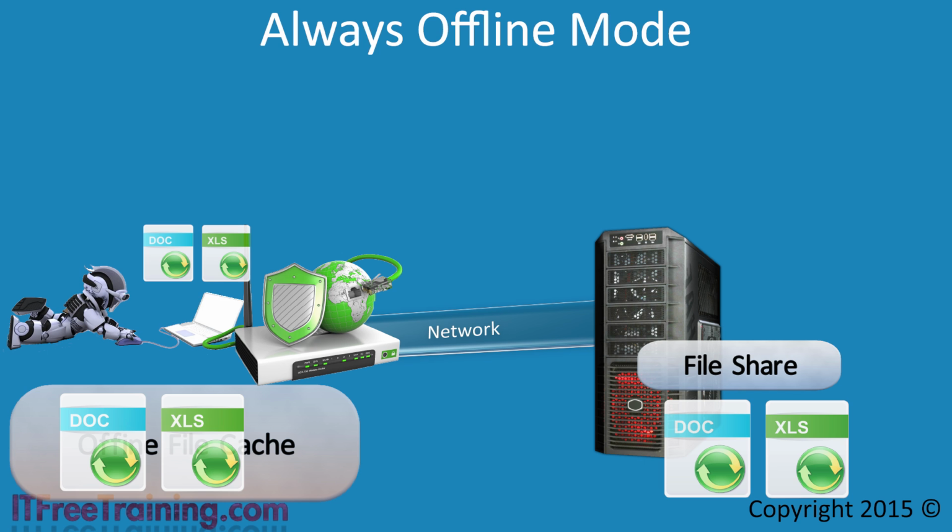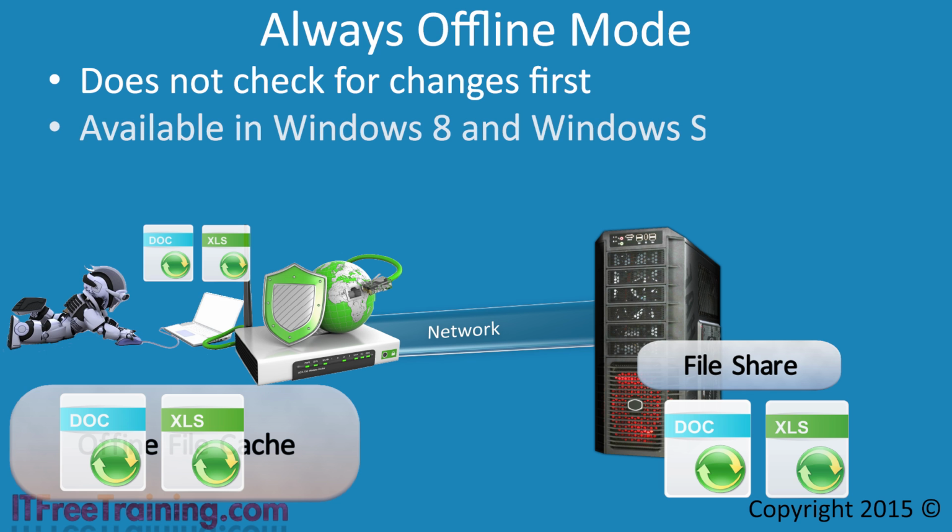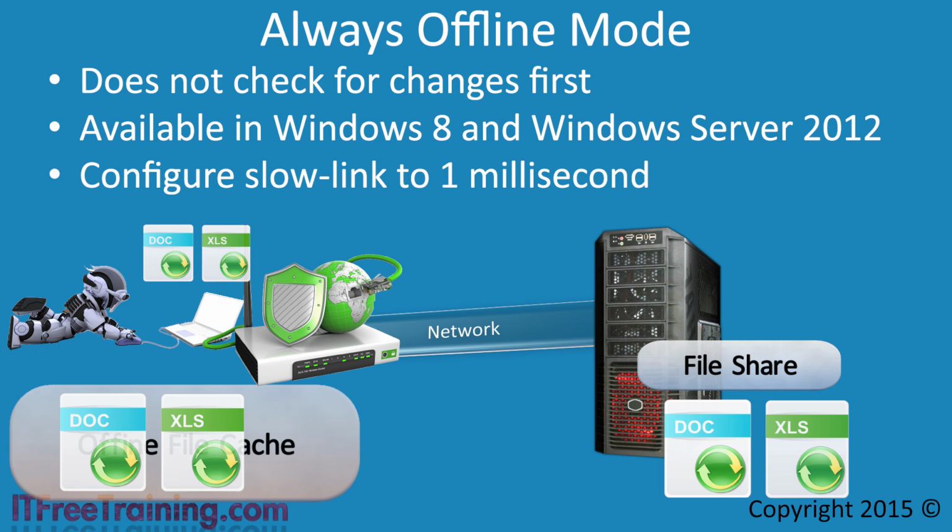The point to remember here is that offline files does not check for file changes like transparent cache and branch cache did. When changes are made to the file, the changes will be uploaded to the server using the normal sync process. Always Offline mode is only available in Windows 8 and Windows Server 2012 and above. To configure it, Slow Link needs to be configured to a latency of 1 millisecond using group policy. In the next video, I will have a look at how to do this. If this setting is configured on earlier operating systems, the operating system may change between offline and online rather than using the offline copy only.